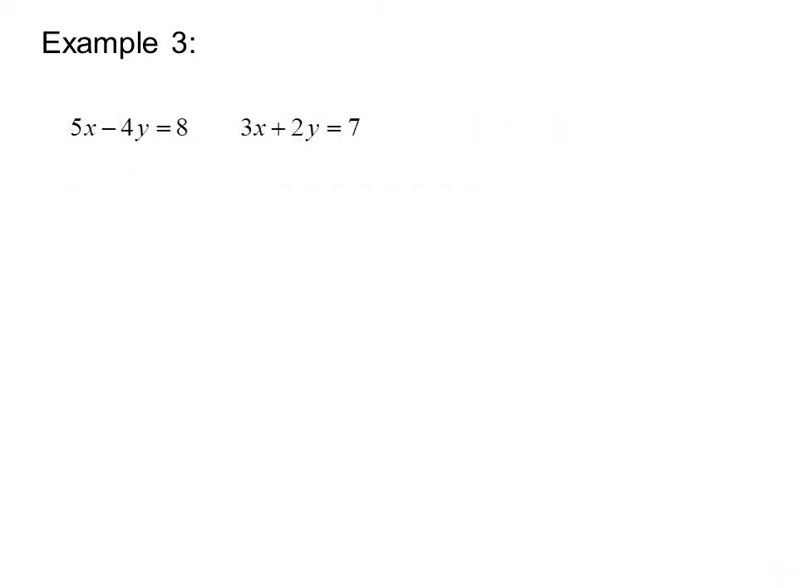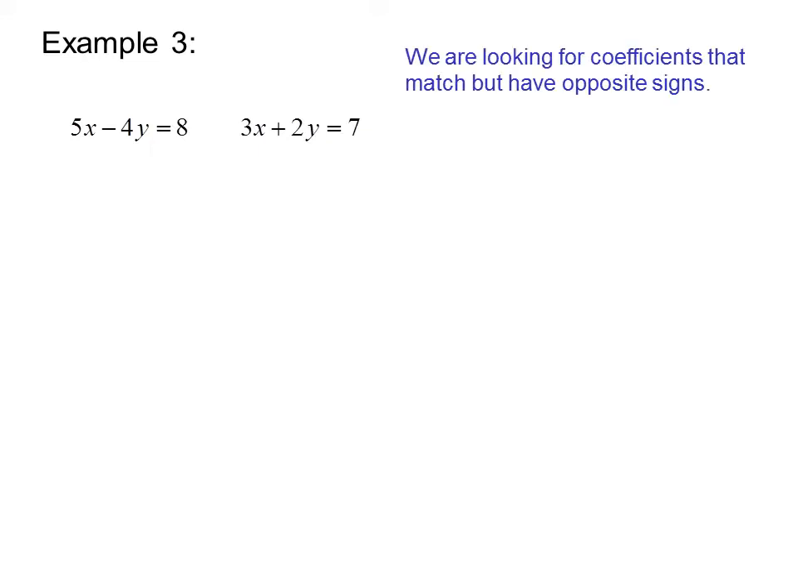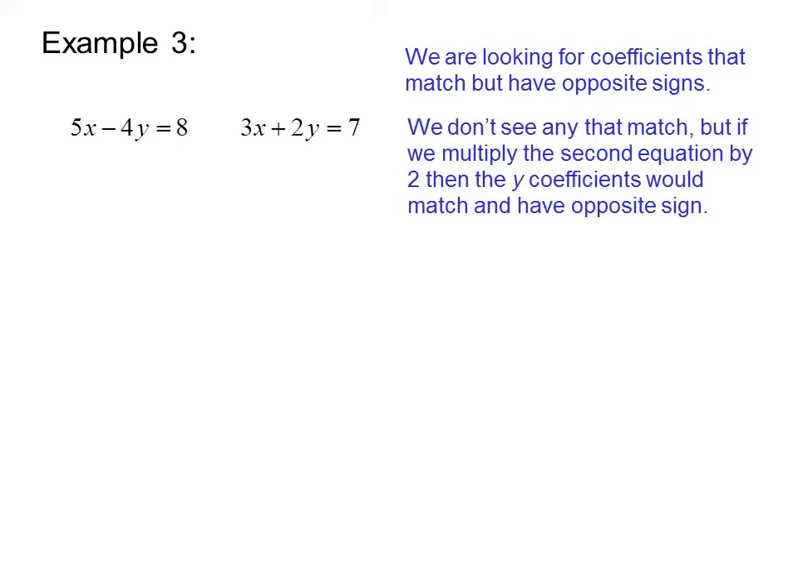In our third example, our equations are 5x minus 4y equals 8 and 3x plus 2y equals 7. We are looking for coefficients that match but have opposite signs. We don't see any that match, but if we multiply the second equation by 2, then the y coefficients would match and have opposite sign.